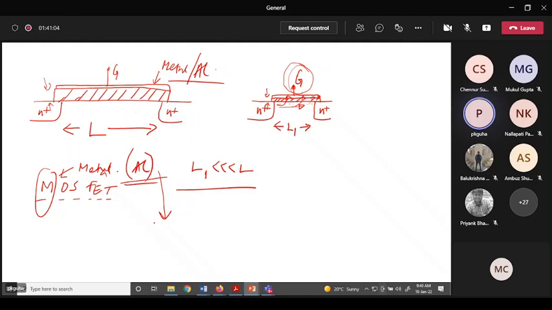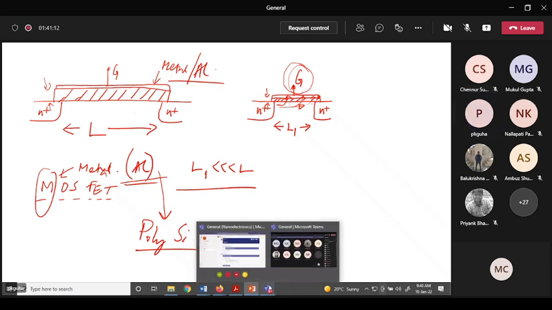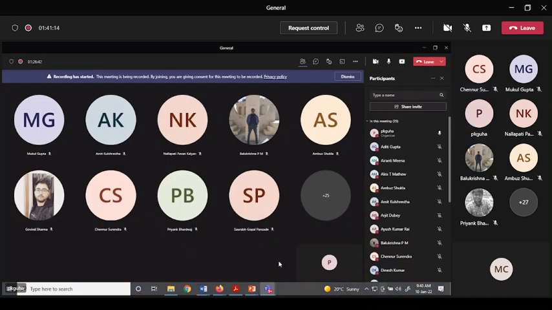Then people moved to polysilicon. Can anyone tell me why? Do you know why we then moved to polysilicon? Surendra, you know why? Sir, it is also from a fabrication point of view. I know that it will lead to self alignment of source and drain. Right, right. That's correct actually. Any other answer?